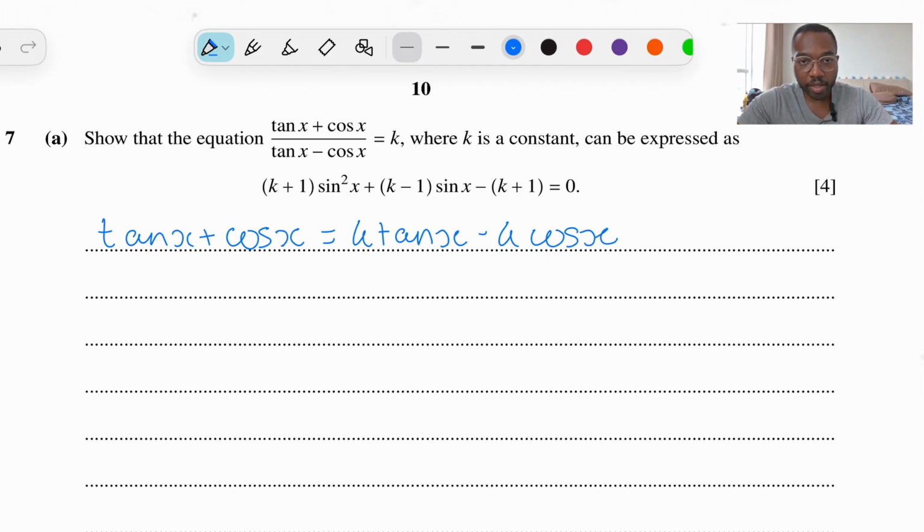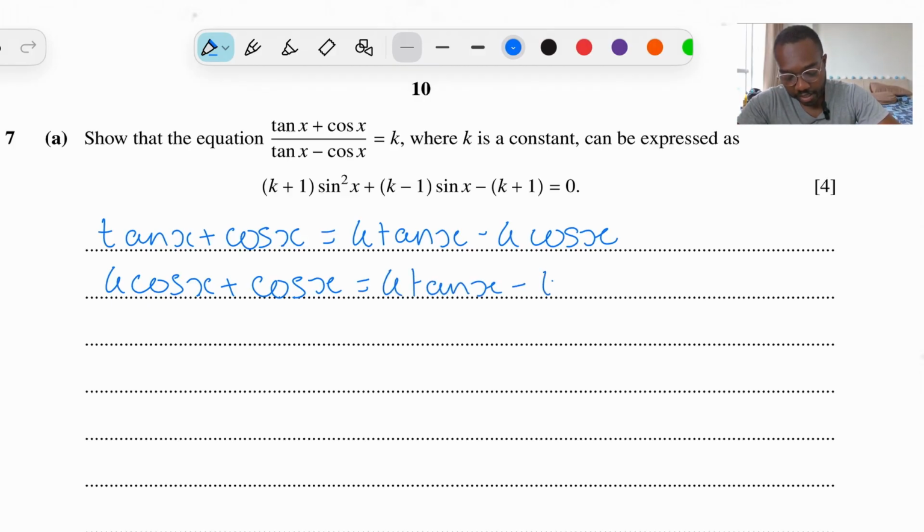Now I'm going to group all my cos terms together, and then all my tan terms together. So by doing that, I'm going to bring my cos to the left, so we get k cos x plus cos x, and that would equal k tan x minus tan x. And now I'm just going to factorize. So I will get cos x times (k plus 1) is equal to tan x times (k minus 1).